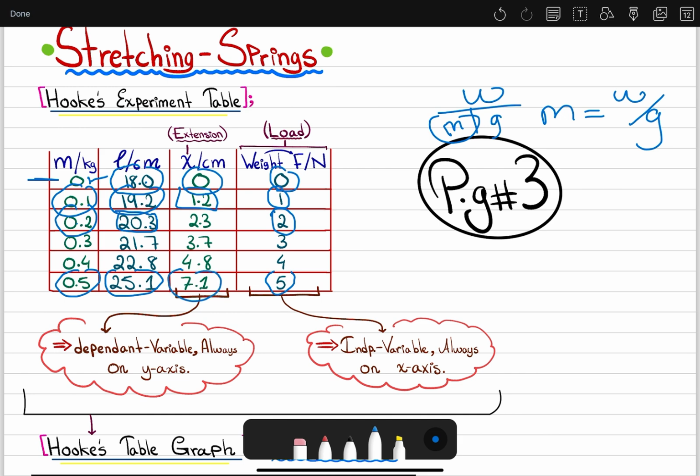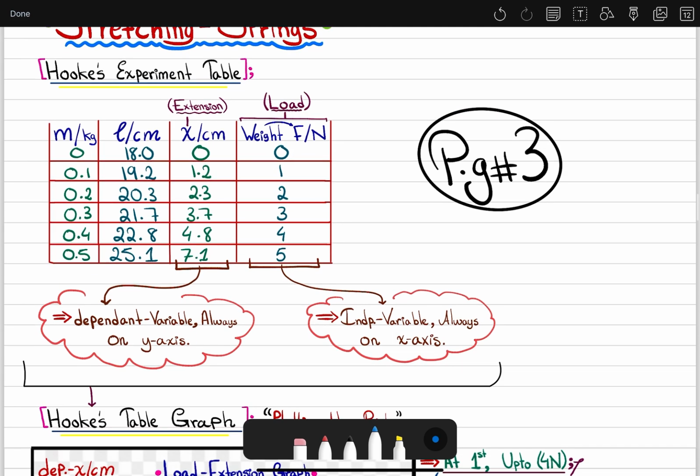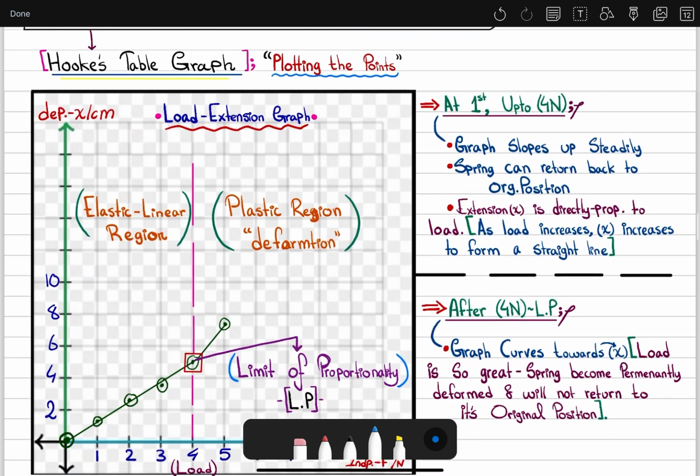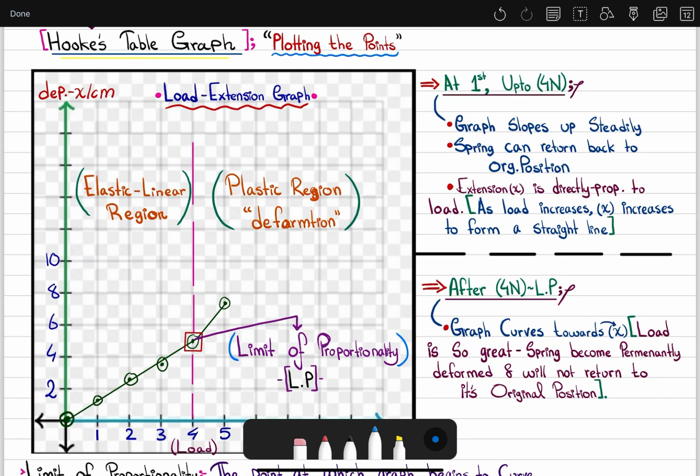So the extension here is the dependent variable, the variable to be measured, which is always on the y-axis. Our independent variable that is constantly changing is on the x-axis, which is our load. So now we plot our extension-load graph. So basically, this is Hooke's graph. He plotted the points from the experiment on this graph.